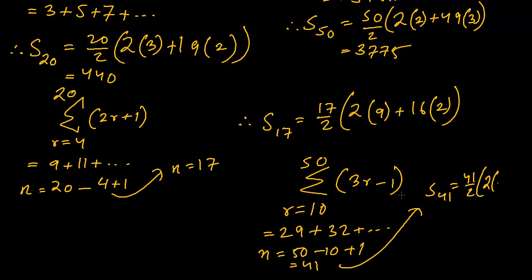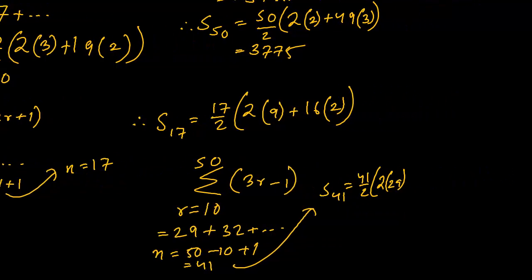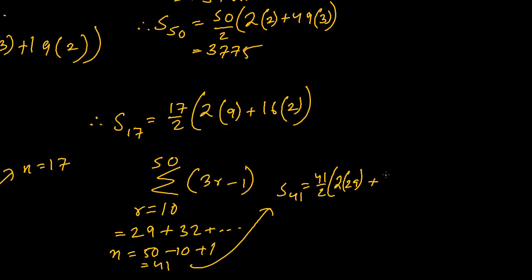This would be n by 2, twice a is 29, plus n minus 1 is 40, and the common difference would be 32 minus 29, that would be 3, and just calculate this one.